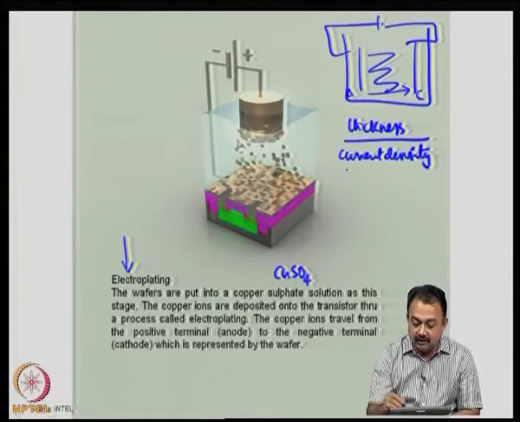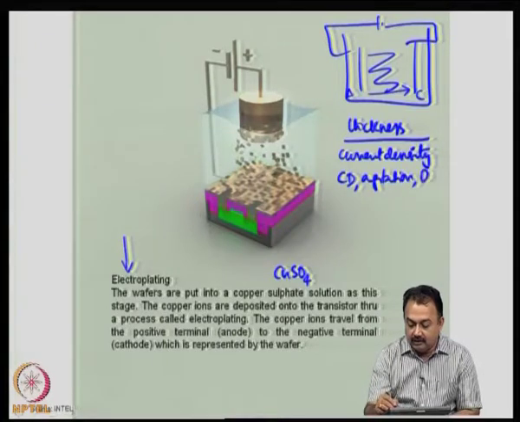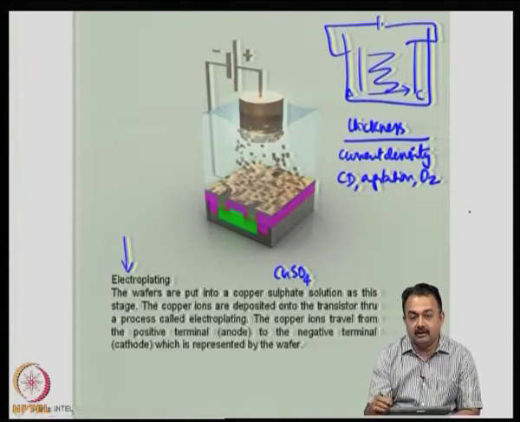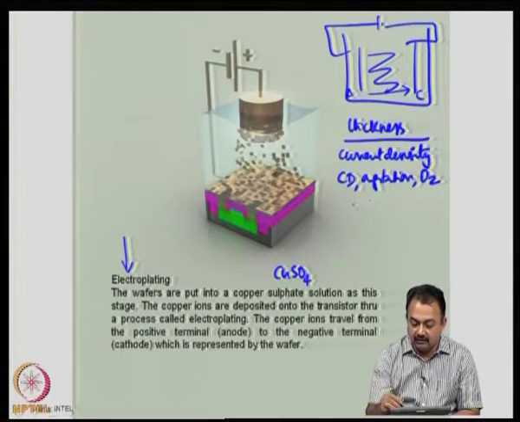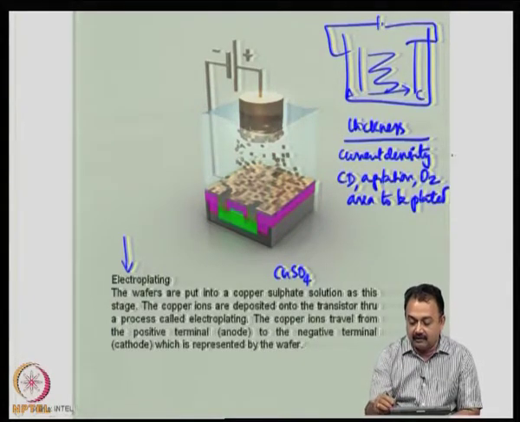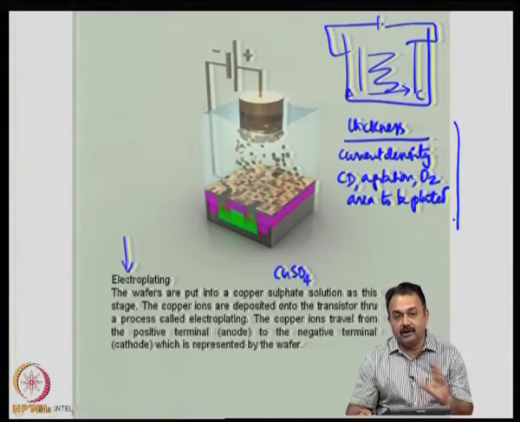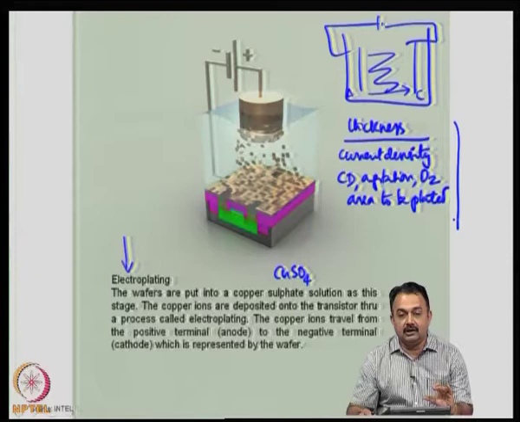and that will be deposited over a period of time. So, current density and the agitation, then oxygen content, the purity, all of these matter to get a required thickness, area to be plated. These are all important factors in determining a good deposit. The deposit should adhere well to the host surface and it should not delaminate.